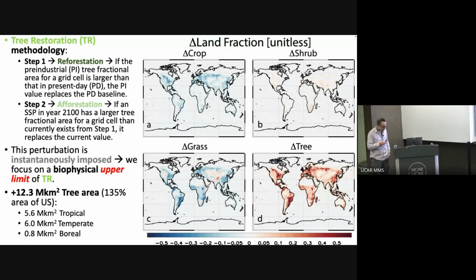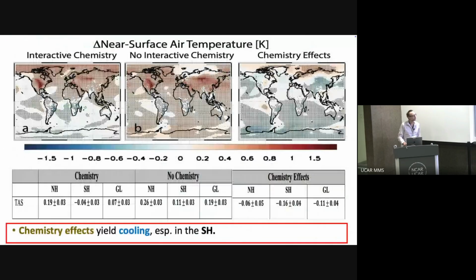Afforestation is similar. It builds off of step one, but I look at end of century SSP projections. If there is an increase in tree fraction in a given grid box relative to step one, then I use that tree fraction. So this results in a 12.3 million square kilometer increase in tree fraction, which is about 135% of the United States' area. Another important point is that these are time slice simulations, so this perturbation is instantly imposed. The idea here is we're focused on a biophysical upper limit of tree restoration.